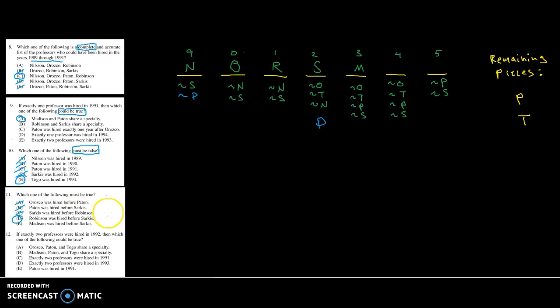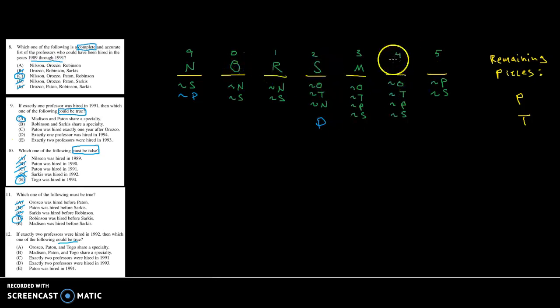So let's see. Which of the following could possibly be true? O, P, and T share a specialty. Remember, translation: what that means is they have to be at least 2 spaces apart, right? So O and P could share a specialty because they are 2 spaces apart. Could we put T, because remember, we're looking for what could be true, 2 spaces away from both O and S?